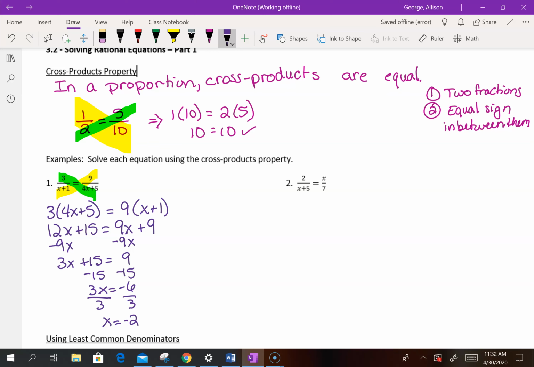You don't have to show your work. You just have to look at it and go, okay, is this going to give me 0 or am I good? So if I put in -2 and I look at the denominator of the first fraction, -2 plus 1 is going to give me -1. I'm fine.